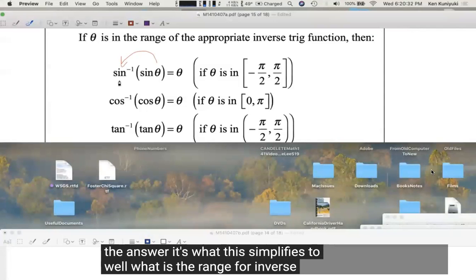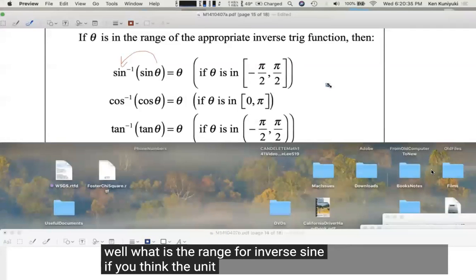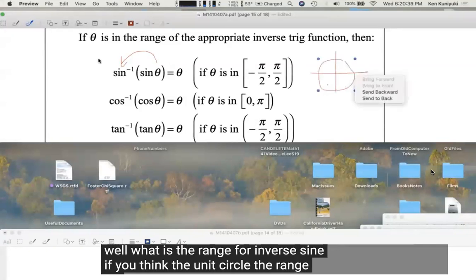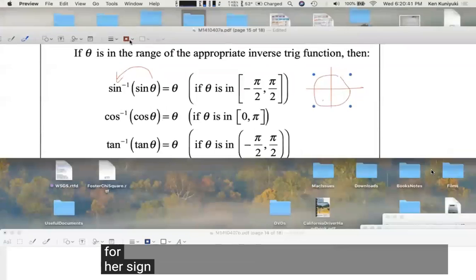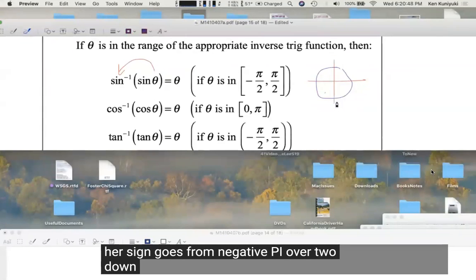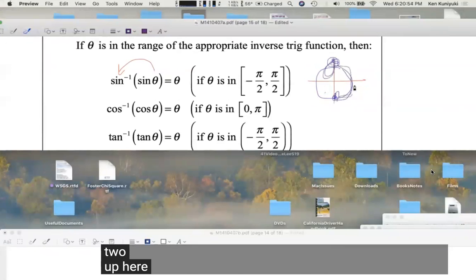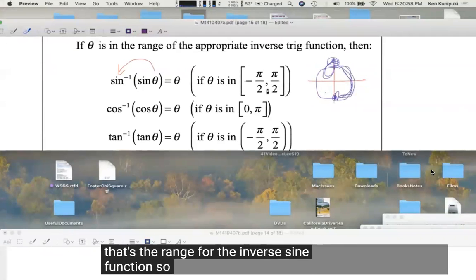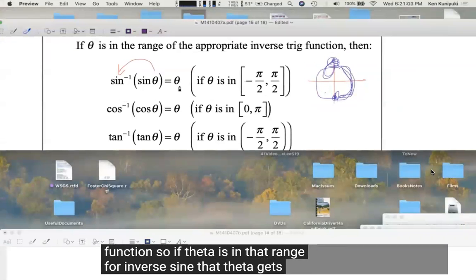Well, what is the range for inverse sine? If you think of the unit circle, the range for inverse sine goes from -pi/2 down here up through positive pi over 2 up here. That's the range for the inverse sine function. So if theta is in that range for inverse sine, then theta gets spit out.